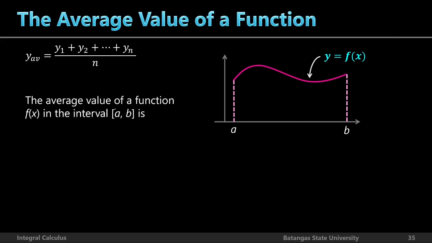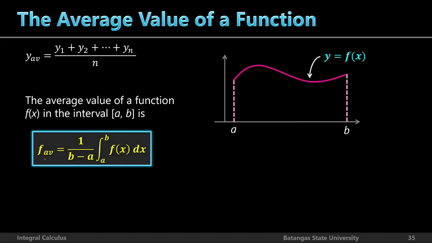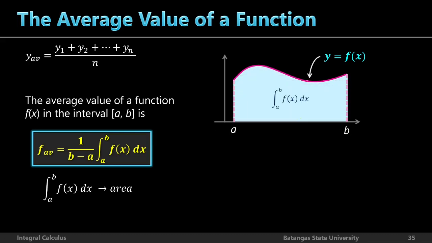So the average value of the function f of x in the interval a to b is given by this expression. So here is the average value of the function. That's 1 over b minus a times the integral of f of x dx from a to b. So this may look familiar because this term here, which is the definite integral of f of x dx from a to b, represents the area under the graph of f of x, whose boundaries are a and b, right? So that's just the area under the curve.